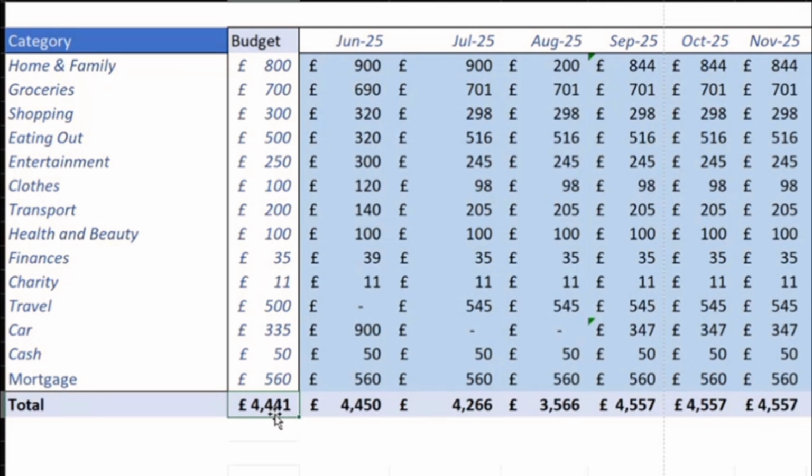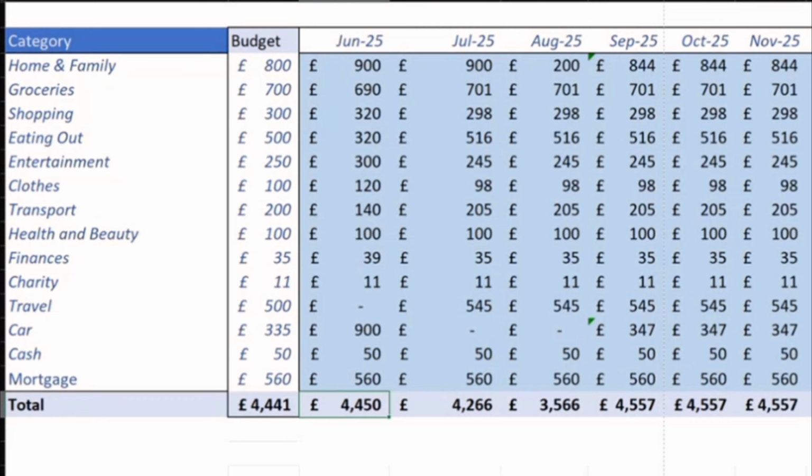So what we can see here is that the budget she's expecting to spend every month is £4,441. That matches with her income. So that's what she wants to spend. She's actually spent 4,450. She's very close, actually. So this, again, over the period, will give her adjustments on what her budget is.